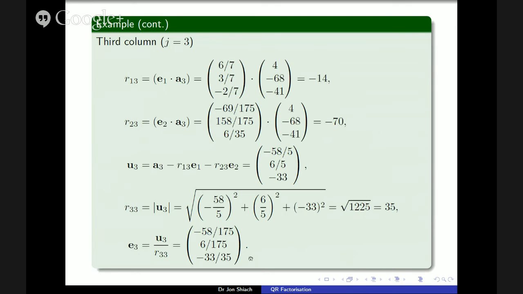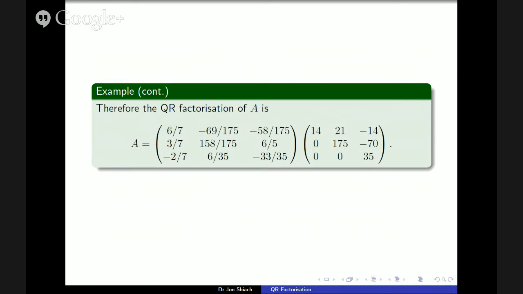Okay, so we've now got all of the elements of our upper triangular matrix R, and we've got all of the columns of our orthogonal matrix Q. So we just put them together. The matrix on the left is simply your E1, E2, E3. Those are all unit vectors, and they're all orthogonal to each other. So that's our orthogonal matrix. And this matrix on the right is our upper triangular R matrix. If you multiply those two together, you get back to your A.